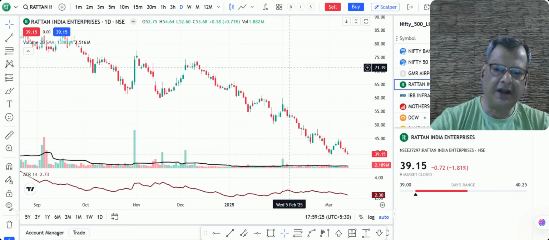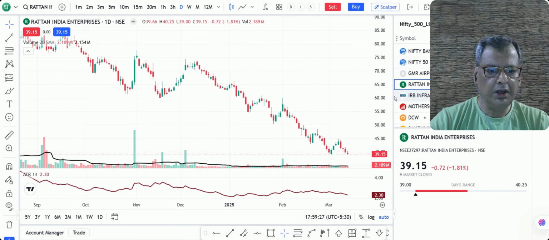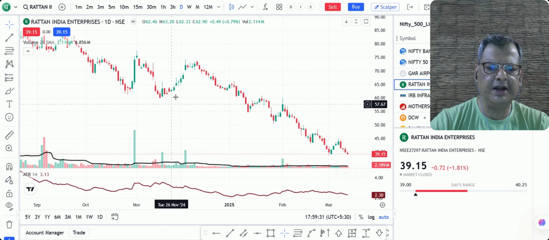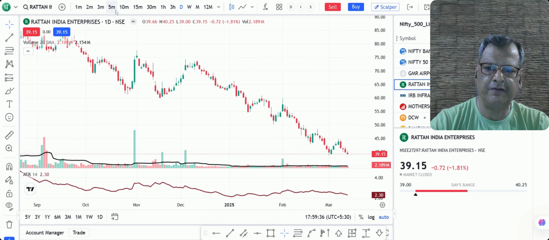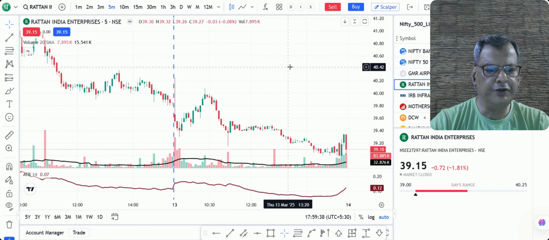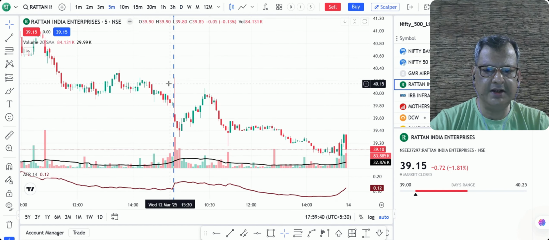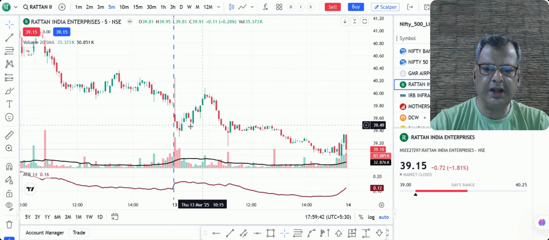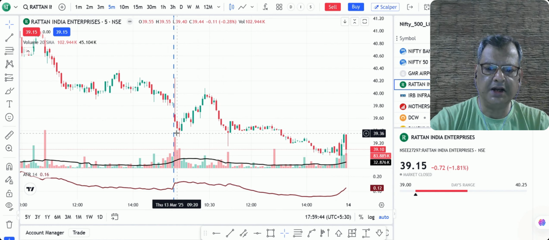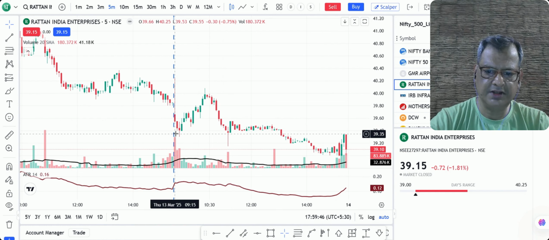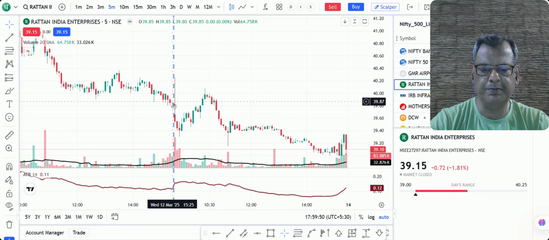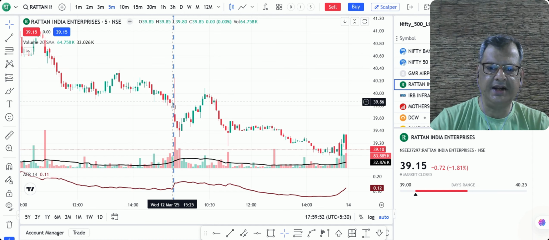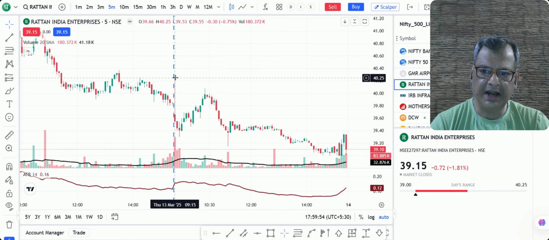Okay, now enough said. This is Ratan Enterprises. I've just got one ATR indicator just to give me an idea of how much stop loss I'm going to put out there. I'm going to switch to the 5-minute time frame. If you see here, Ratan India Enterprises, and we are looking at 13th March, right? Thursday, we're looking at 13th March, and if you see here, this is a session break, meaning this demarcates the day where the trading day began.